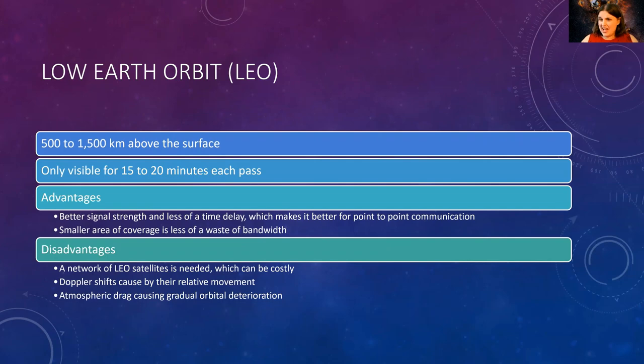Also, you have to deal with atmospheric drag. Keep in mind, they're on the bare edge of our atmosphere. So there's just enough of an atmosphere that could cause drag on them and cause them to deteriorate their orbit, where they could eventually fall down to Earth.